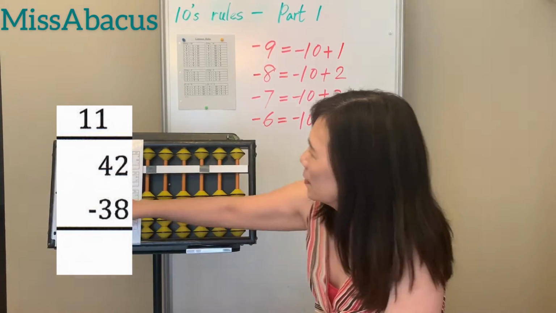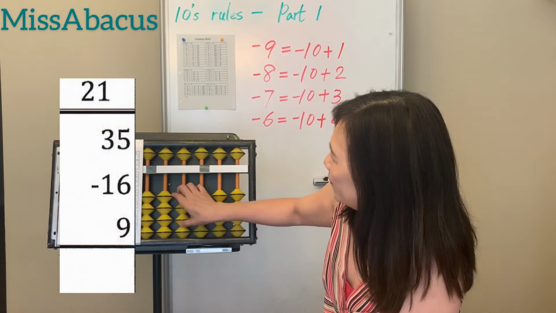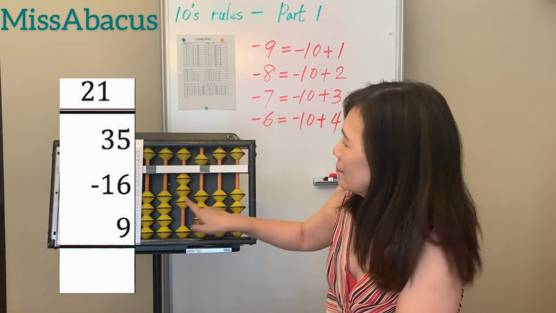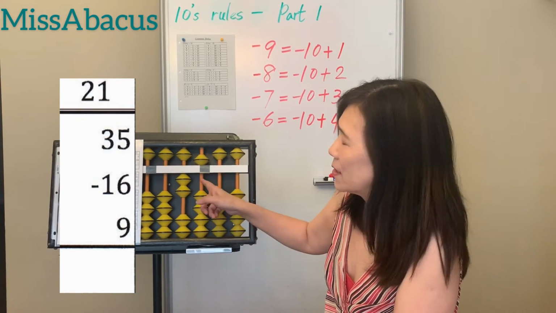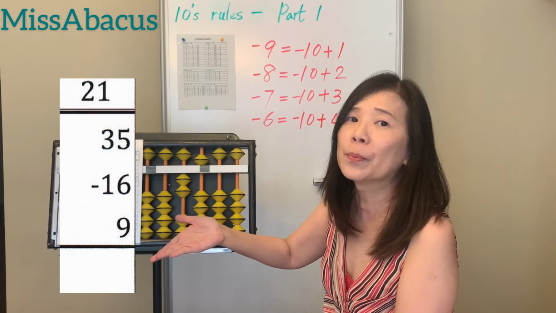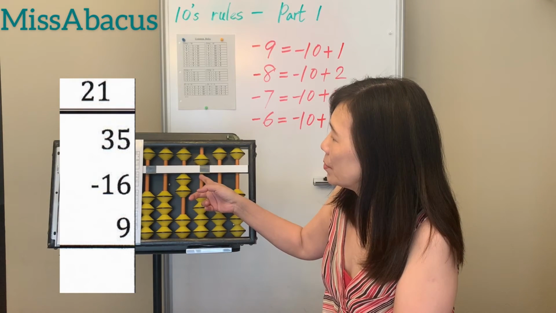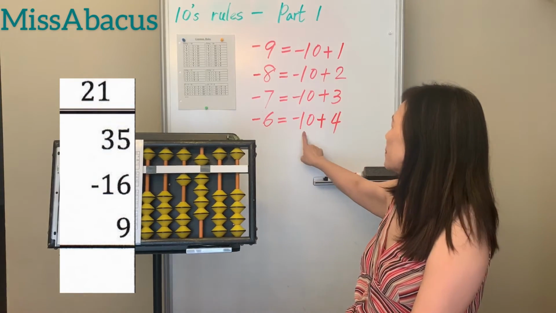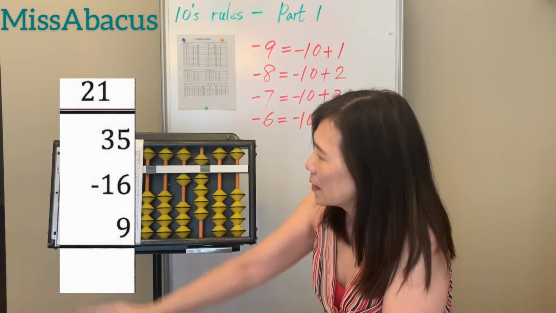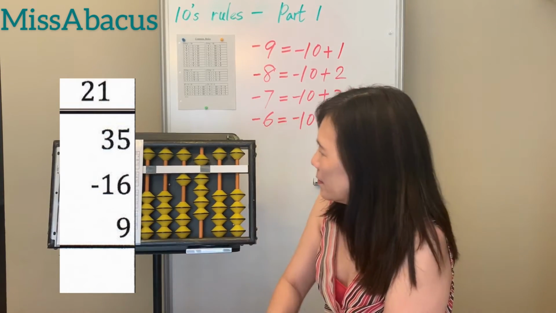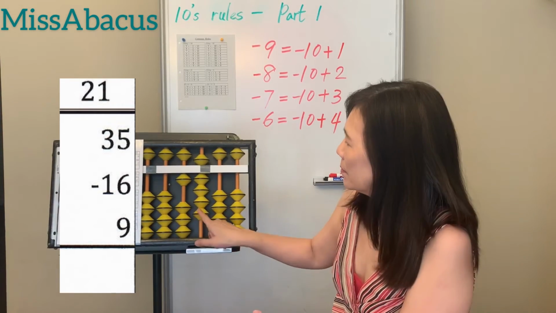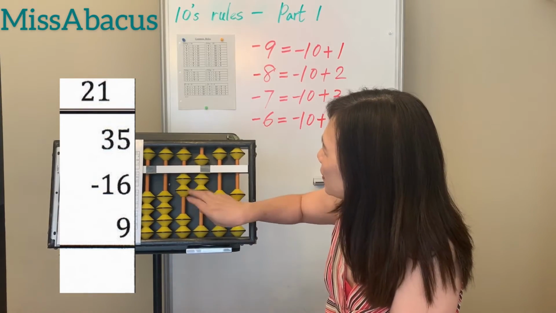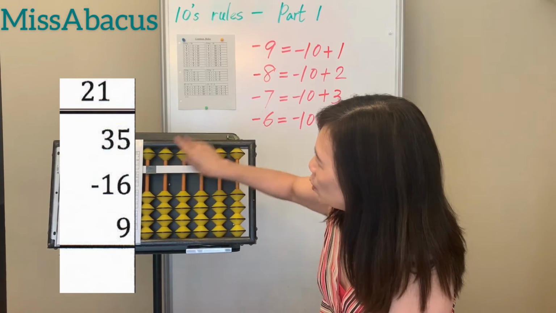Let's try one more. Let's do number 21. 35 minus 16. Take away 10 first. Take away 6. You only have 5. Of course, need to borrow. What's the rule for minus 6? Minus 10 plus 4. Last number plus 9. The rule last week we learned: minus 1 plus 10 for the 9. Okay, so this is 28 for problem 21.